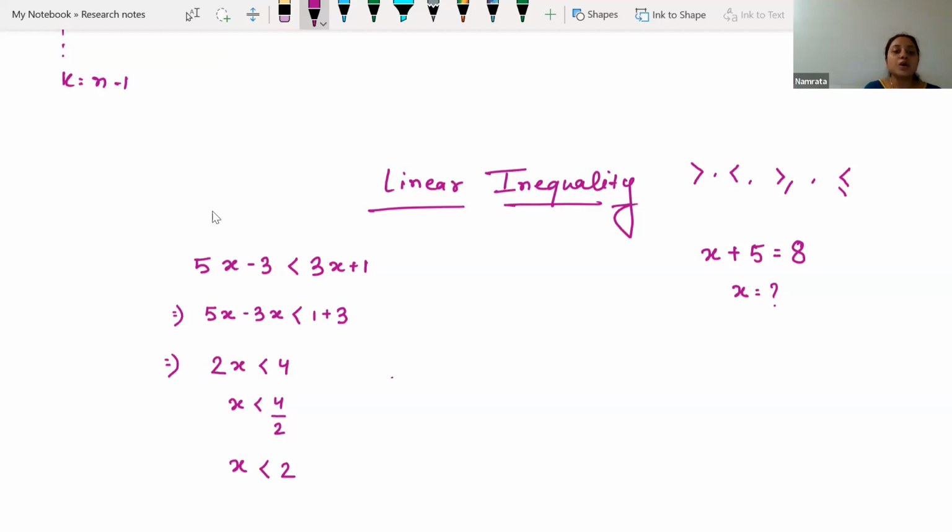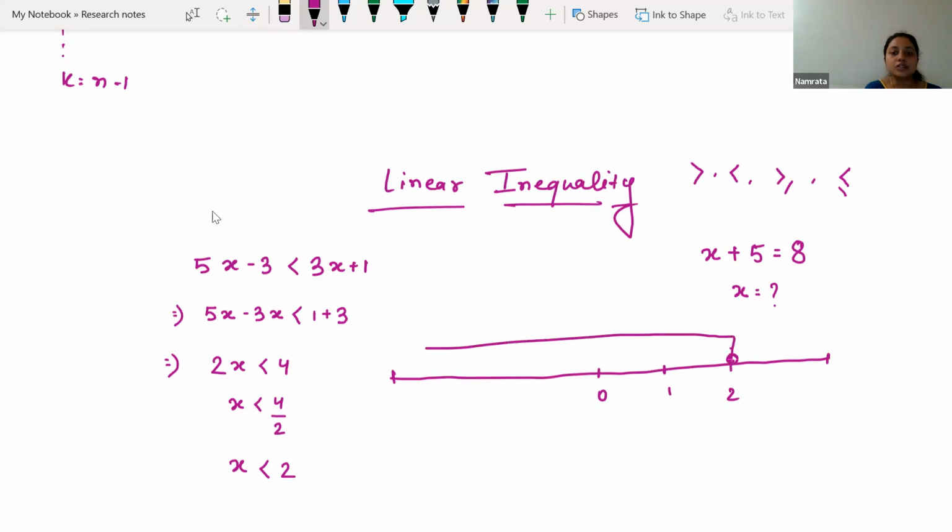How to represent it on the number line or real line? So here we can represent that here is 0, here is maybe 1 and 2, and we don't need to represent all the numbers. So x is smaller than 2. That means here we will be drawing an open circle, and from here x will be lesser than 2. This way the x value will be lying. This is how we have to represent it on the real line.